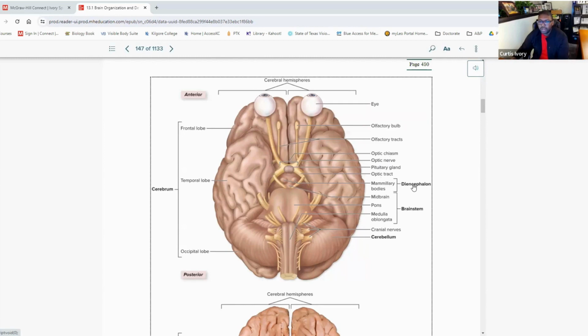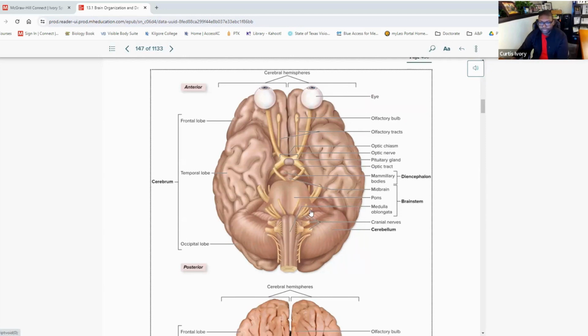You have the diencephalon, which is essentially going to be the midbrain. And then you have the brain stem, which is made up of the midbrain, the pons, and the medulla, which is going to stem into the spinal cord. And then, of course, you have the cerebellum, which we referred to earlier.